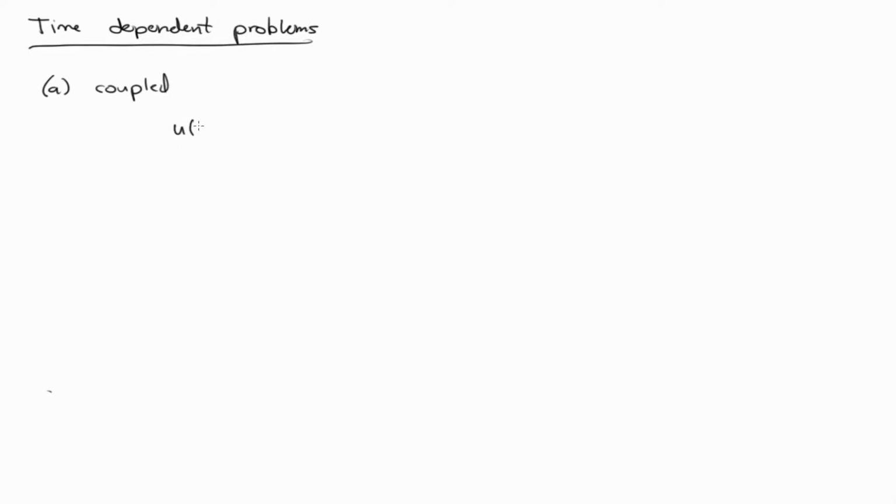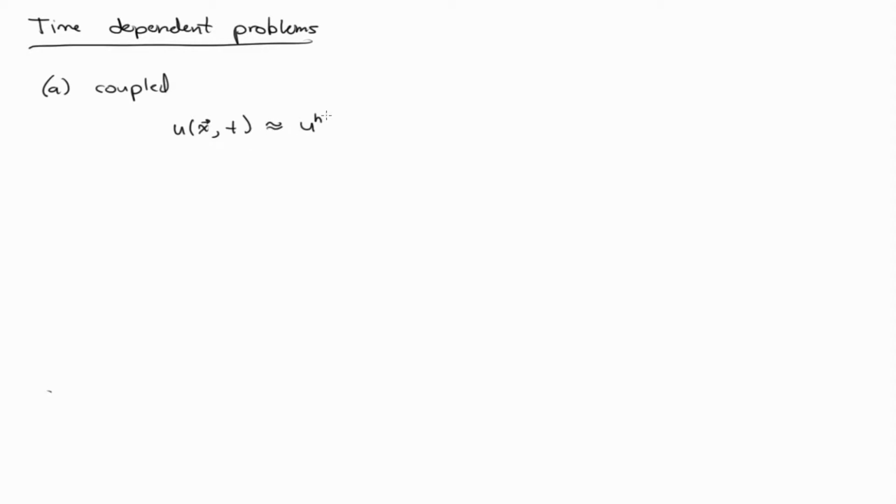Let's talk about time-dependent problems. So there's kind of two choices. One choice would be a coupled approach. And in this case, you have some unknown solution u that's a function of space and time.